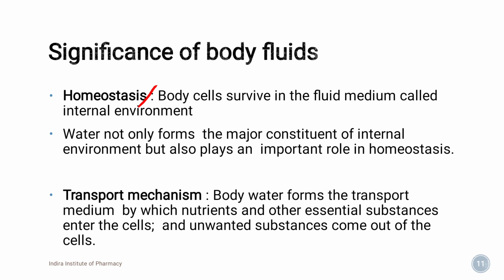Next important function is the transport mechanism. Body fluid forms the transport medium. It brings nutrients from the GIT, or from the site where the nutrients are absorbed, and other essential substances which are required for our body enter the cell, and whatever unwanted or waste products are there, they are also thrown out of the cell or body through the fluid. So it acts as a transport system.